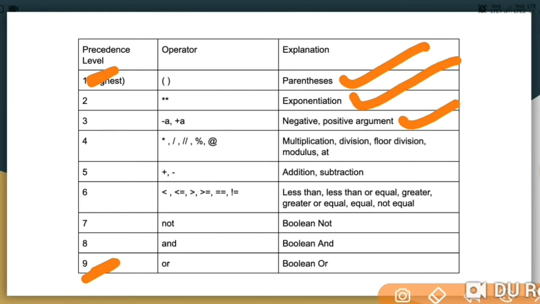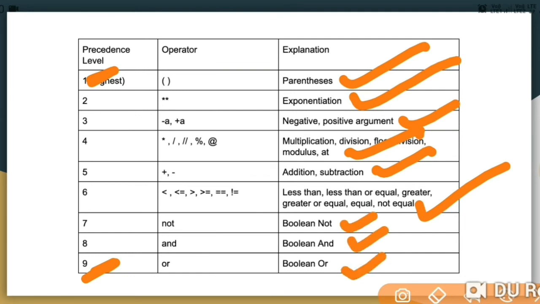The next is arithmetic operators, which contain multiplication, division, floor division, and modulus. Next is addition and subtraction, and after that come the relational operators: less than or equal to, greater than or equal to, not equal to. Then the logical operators: not, and, or. So these are the operators from highest to lowest precedence.